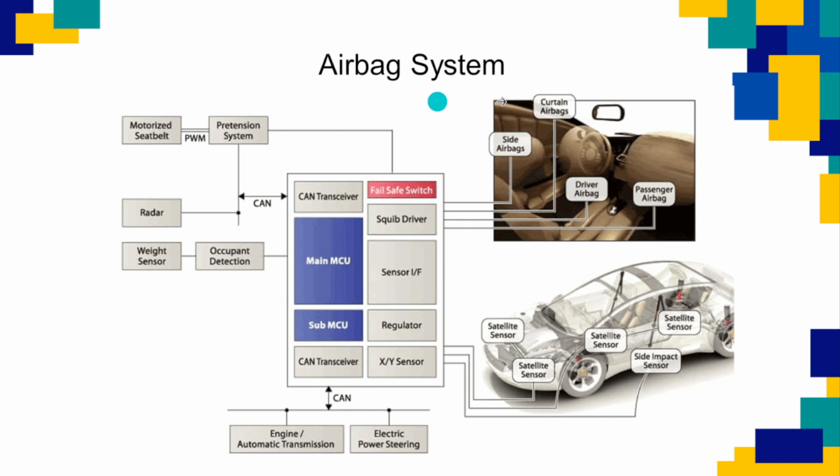So here is an overview of how the airbag system typically functions in an electric vehicle. So first, the airbag control unit. That means a main microcontroller unit.